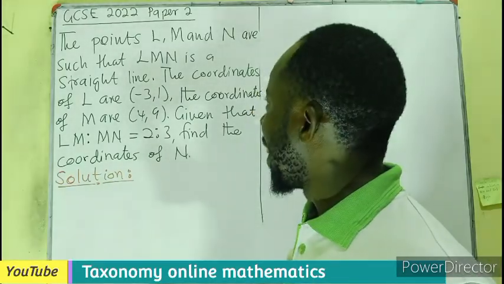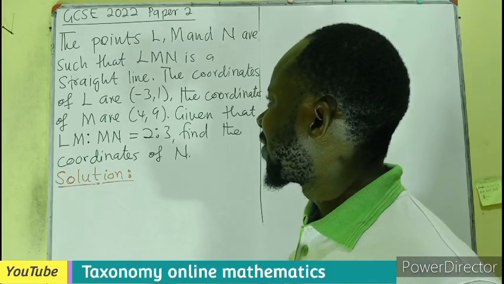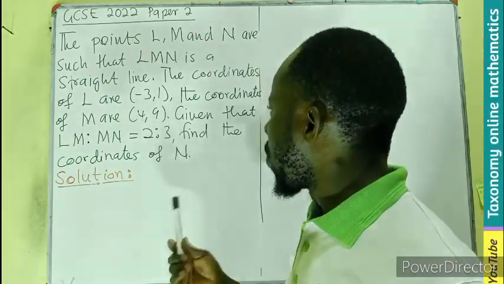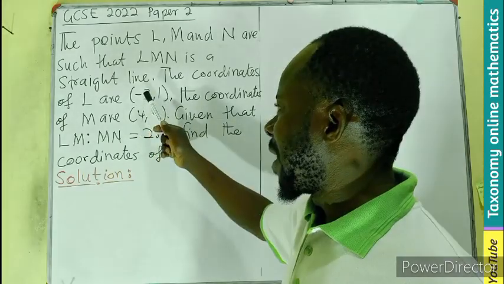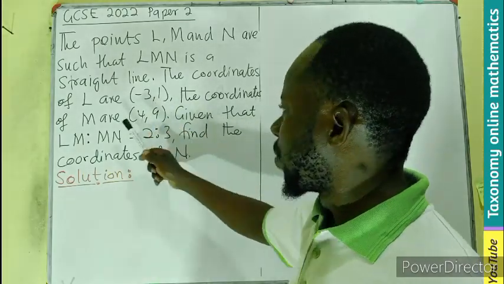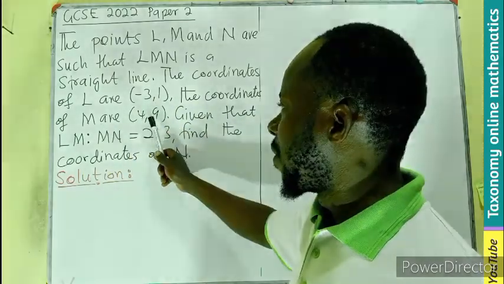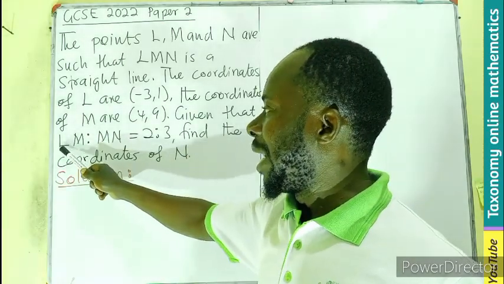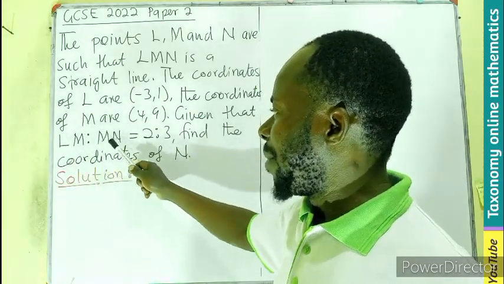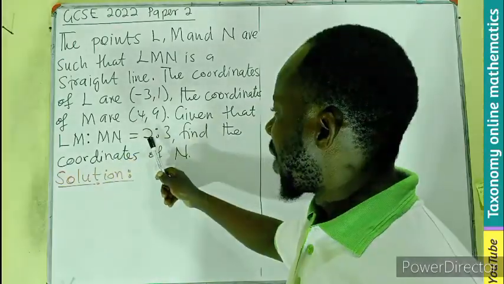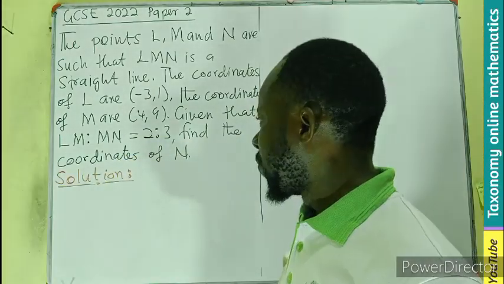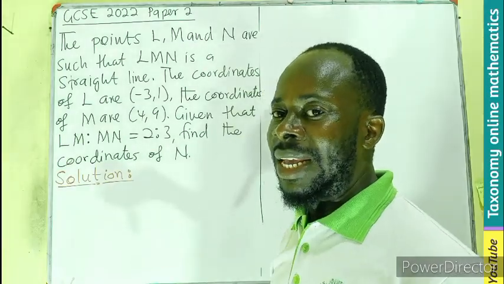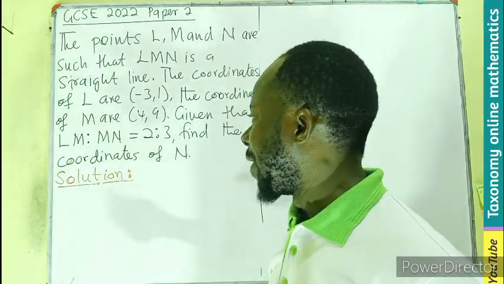The points L, M, and N are such that L, M, N is a straight line. The coordinate of L is given as (-3, 1). The coordinate of M is given as (4, 9). Given that LM to MN, that's the ratio, is 2 to 3, we have to find the coordinate of N. So this is an example of internal division of a line.